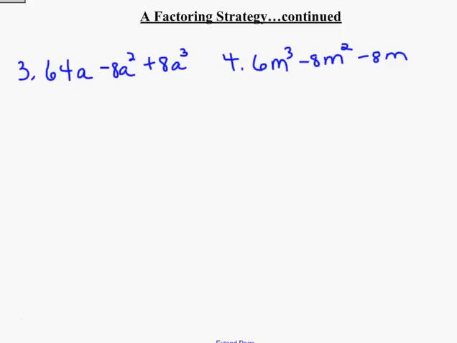This is a continuation of the factoring strategy video, and this is video number 2. So for number 3, I've got 64a minus 8a squared plus 8a cubed.